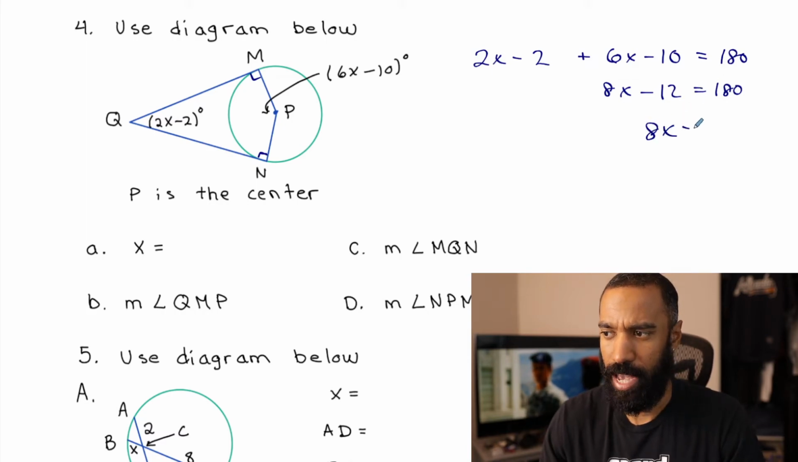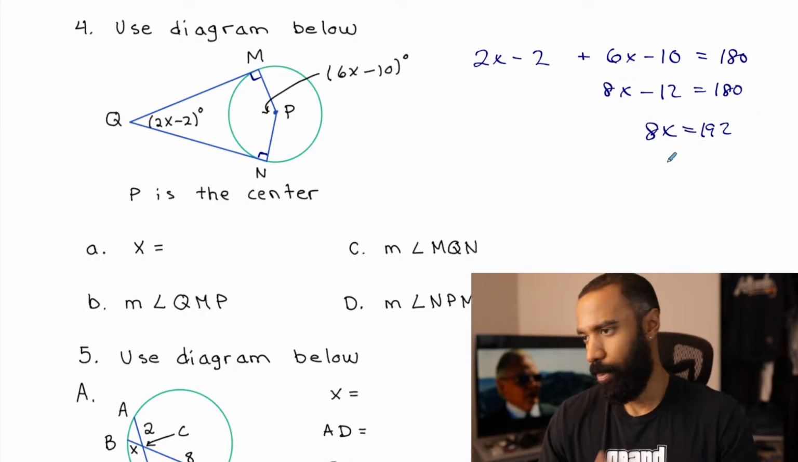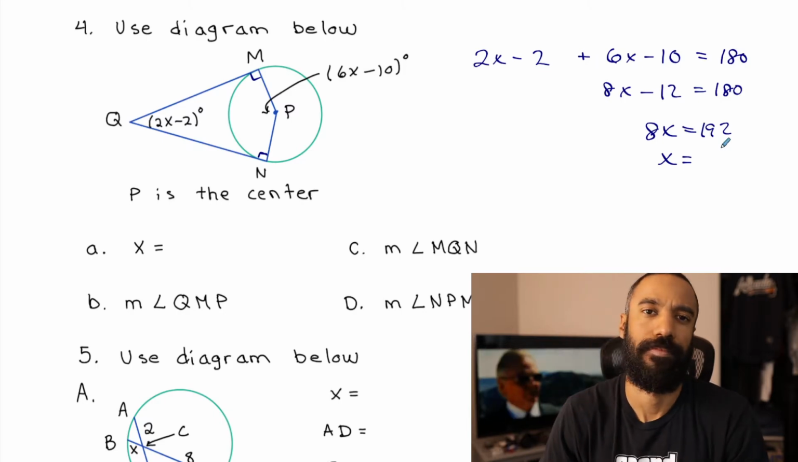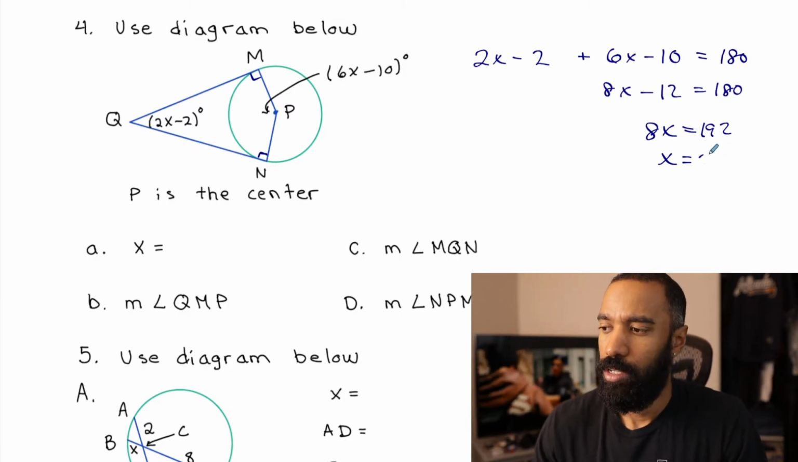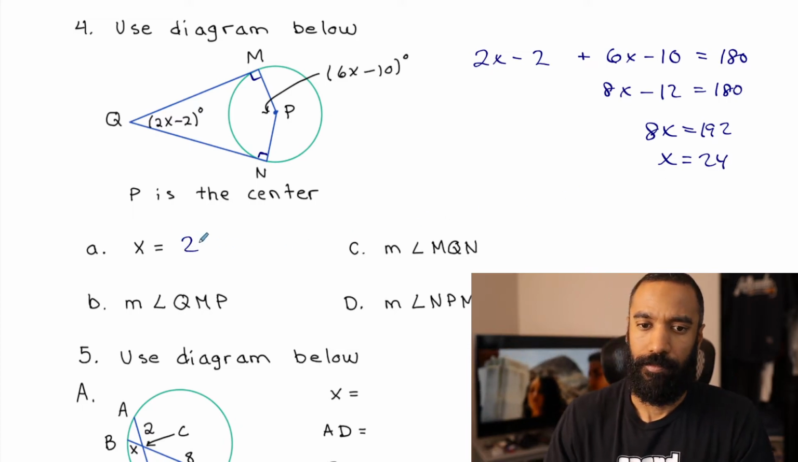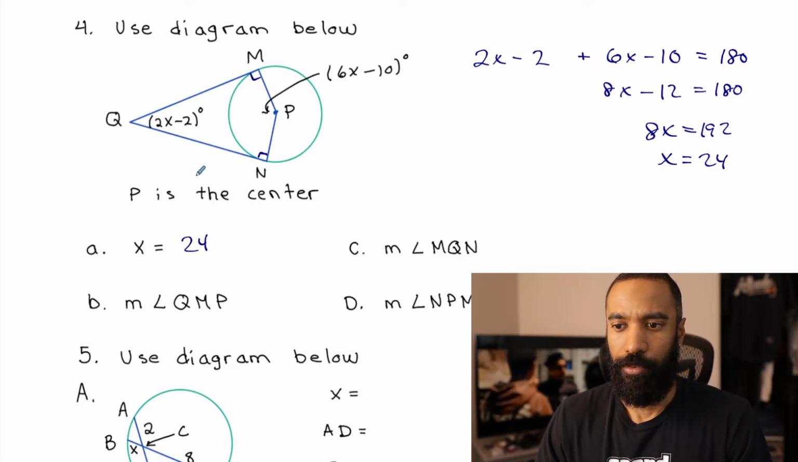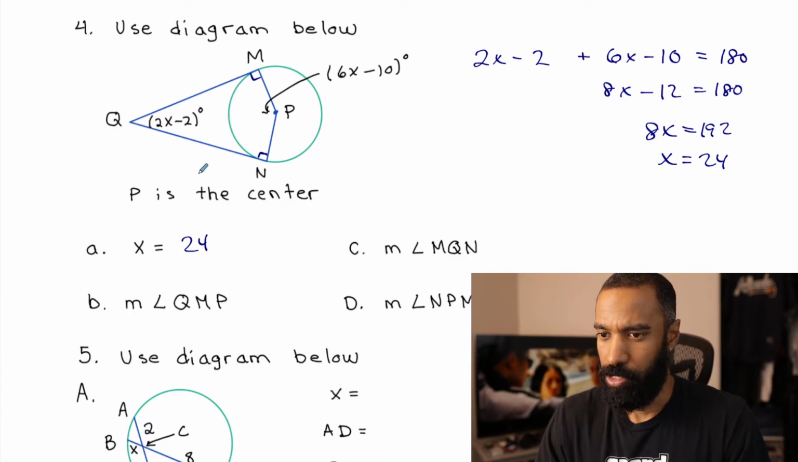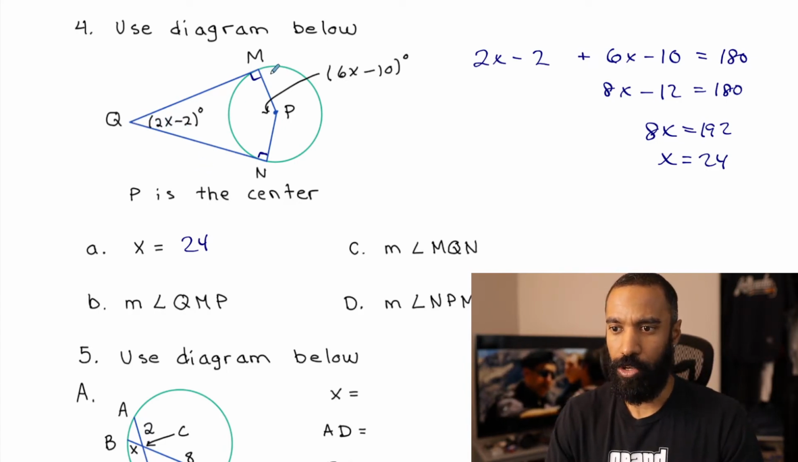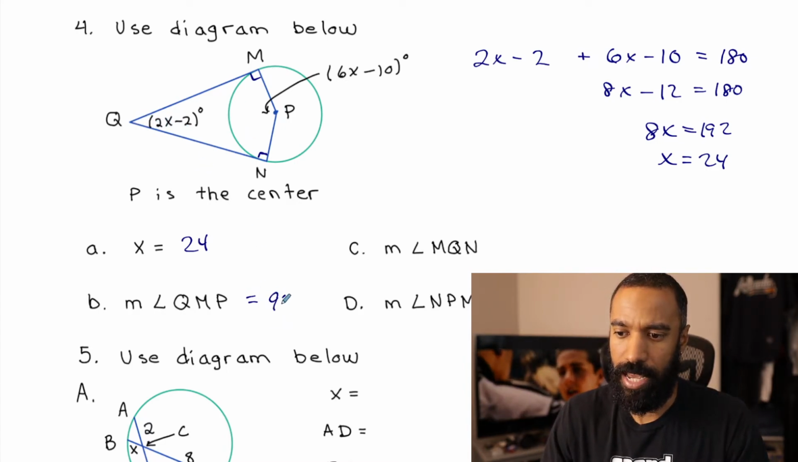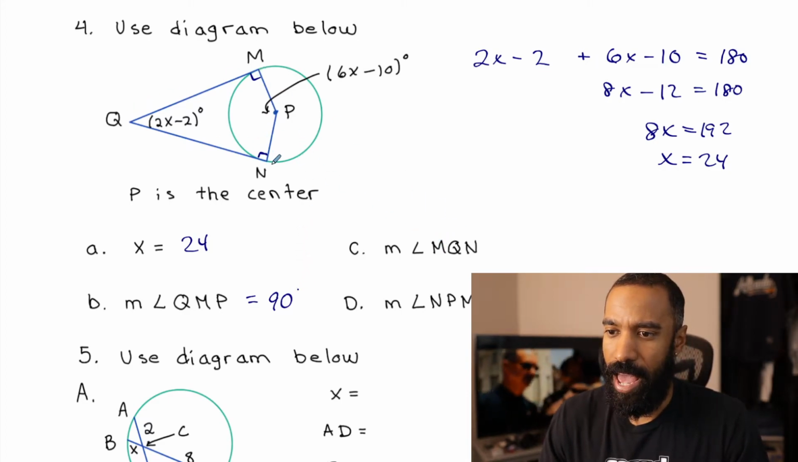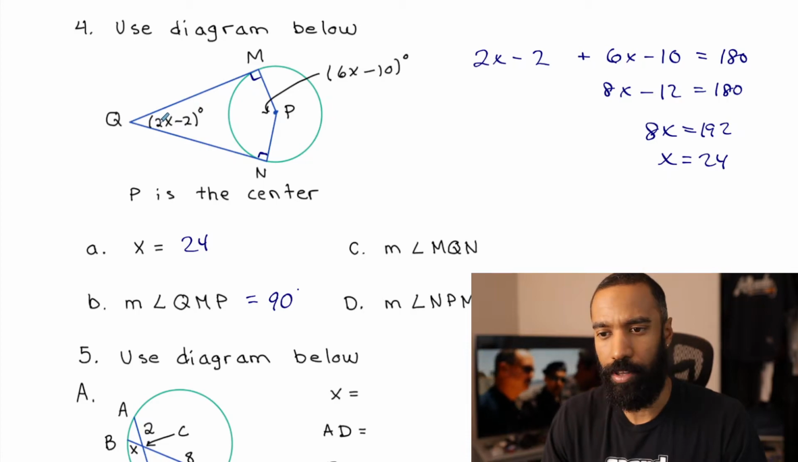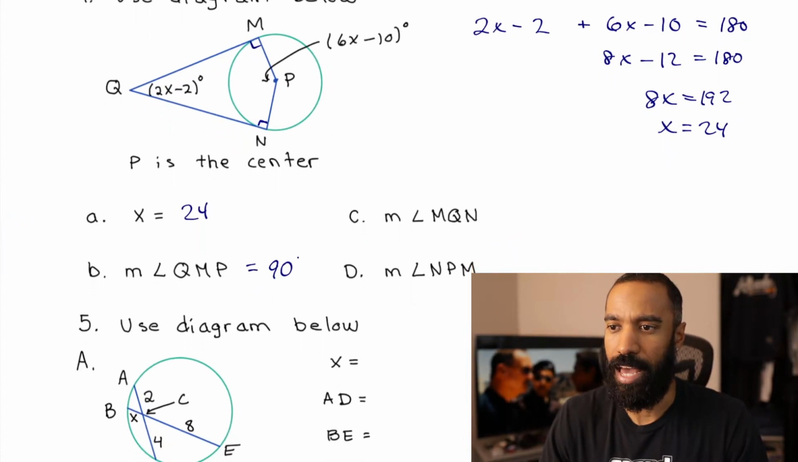Add 12 to both sides. Divide both sides by 8. 24. Hope I'm right. 24. So x is 24. I don't need degrees for that as far as I'm concerned. All right, measure of angle QMP. Well, I can tell you right now that's 90 degrees. We already brought that out from before. MQN. If we substitute 24 for x, we can figure out that value.